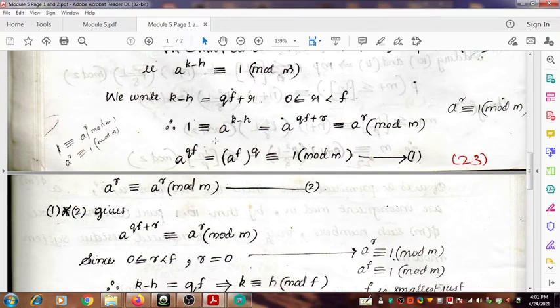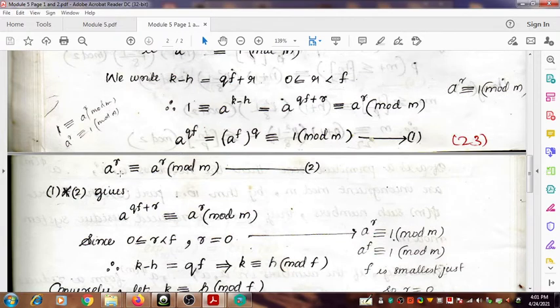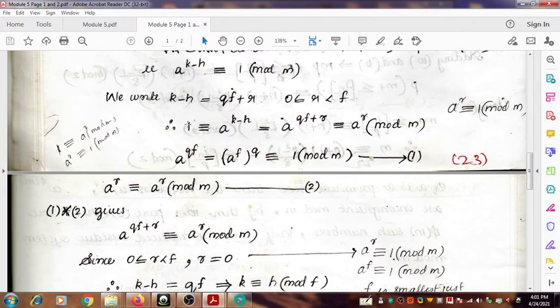And now a raised to r is therefore, since we have started here, 1 is then congruent to a raised to k minus h, that quantity equal to a raised to qf plus r, and that again is congruent to a raised to r mod m. Therefore you can directly combine these two numbers. Thus 1 is then congruent to, as its direct consequence.